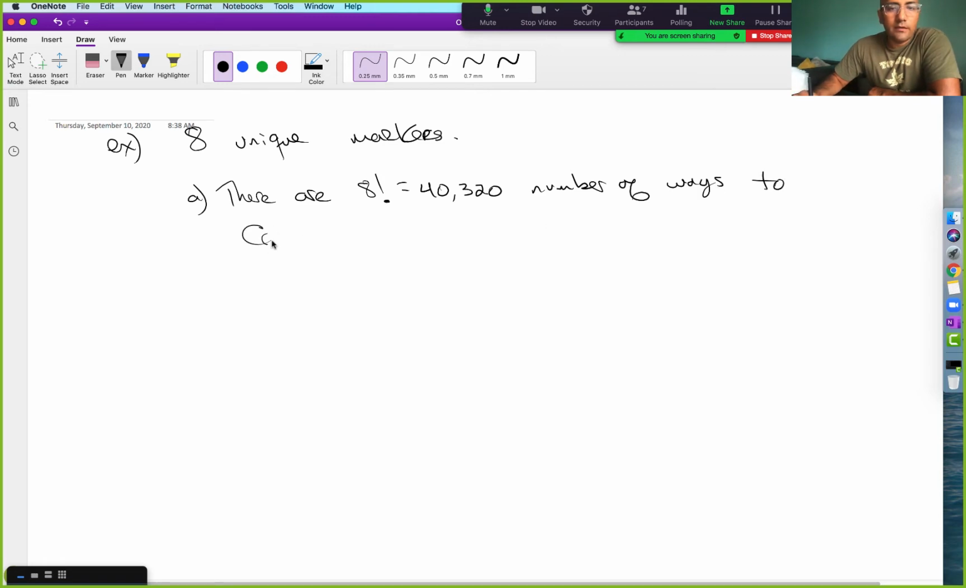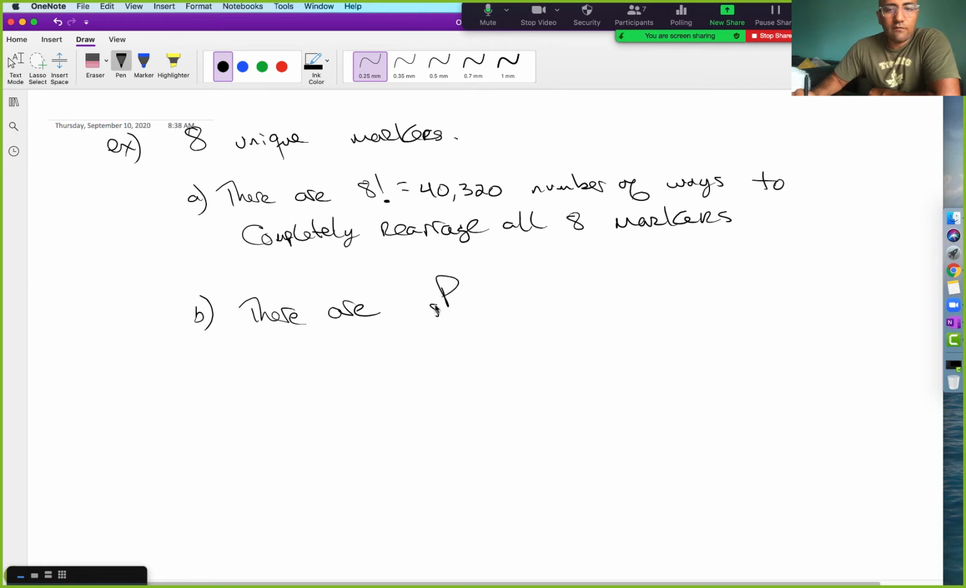to completely rearrange all 8 markers. Obviously, the order matters, right? Because we're lining them all up. So that should go without saying. B, okay, what if I just wanted to pick 4 out of the 8? The order matters, right? So there are, and this is permutations. So it would be permutations of 8 choose 4, right?